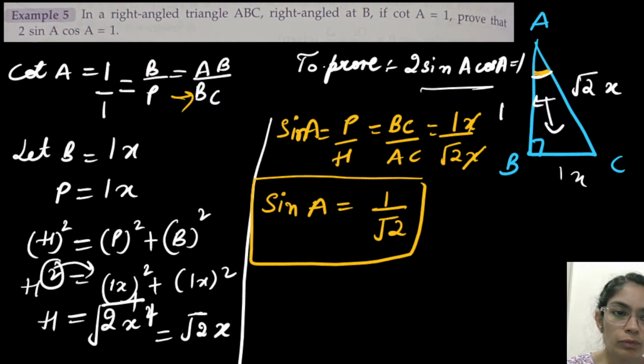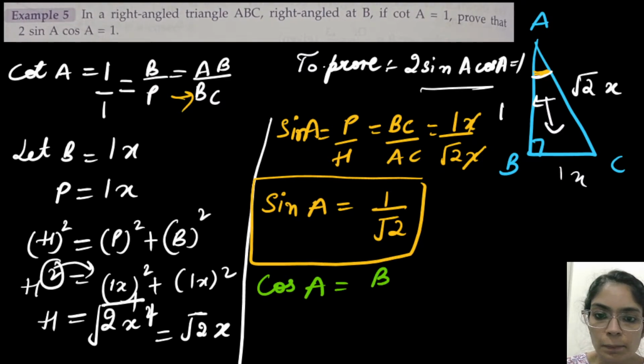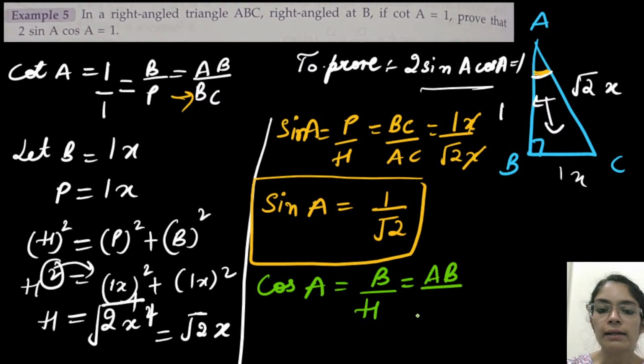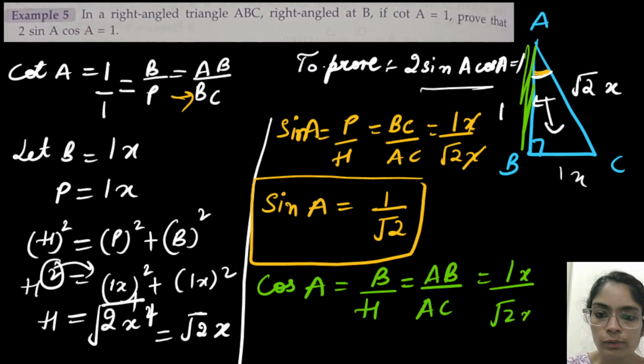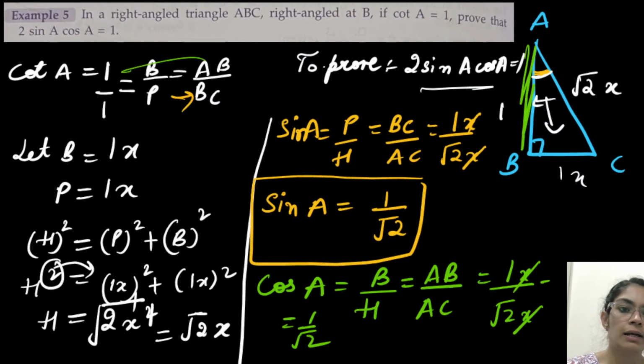Now let's find the value of cos A. Cos A is base by hypotenuse. With respect to angle A, AB is the base, the adjacent side, and the hypotenuse is AC. If we substitute, AB's value is 1x, AC's value is root 2x. X and x will get cancelled, so the value of cos A is also 1 by root 2. Now let's see what we have to find. We will substitute the value of sine and cos there.